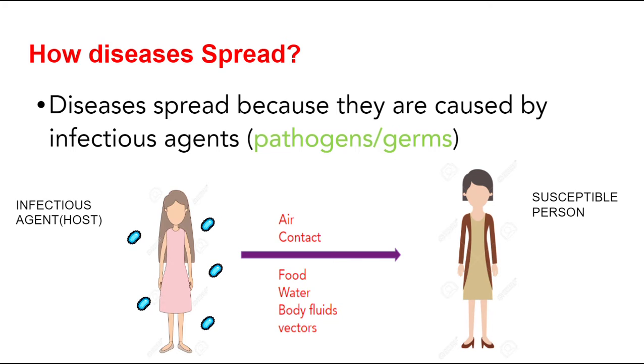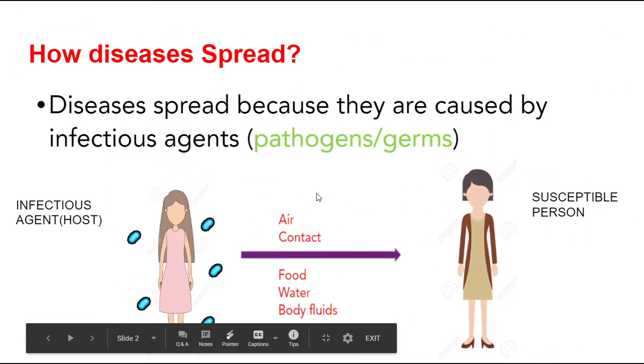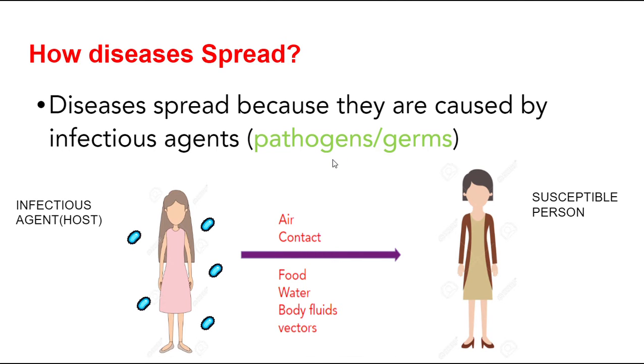Diseases spread because they are caused by infectious agents, that is nothing but a pathogen or a germ. These infectious agents are nothing but pathogens or germs. And what are these pathogens? They are the virus or the bacteria through which a disease forms.